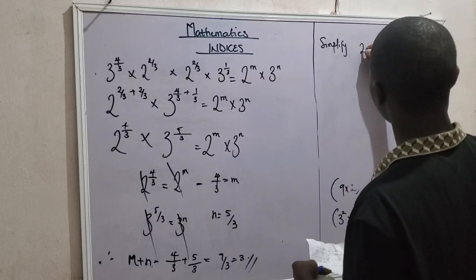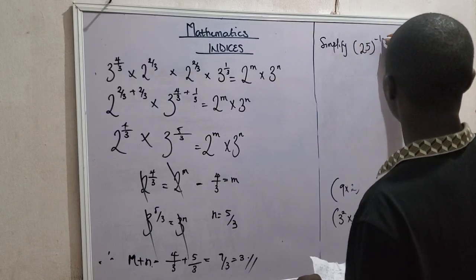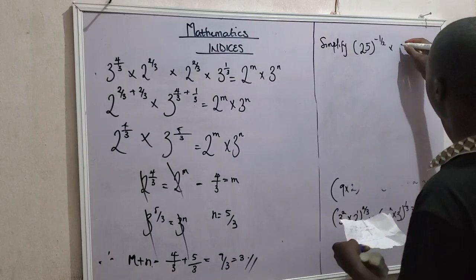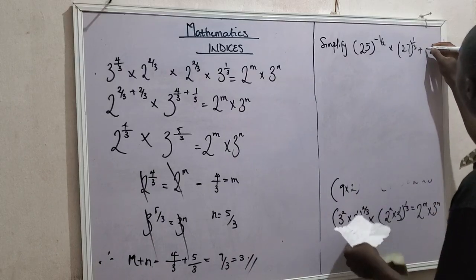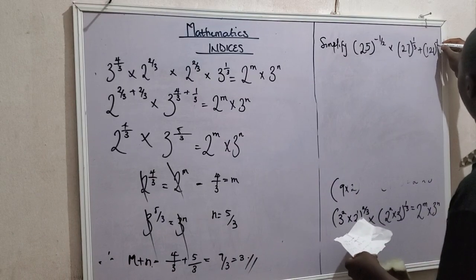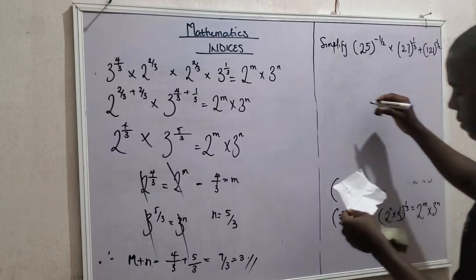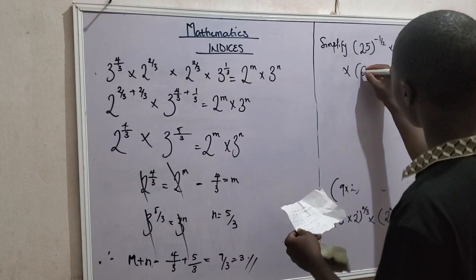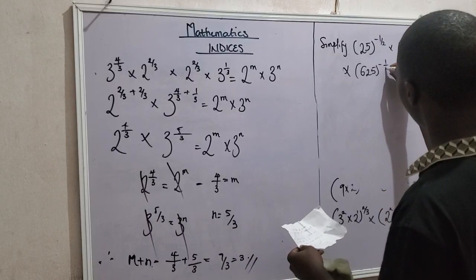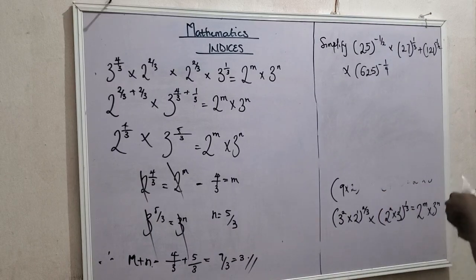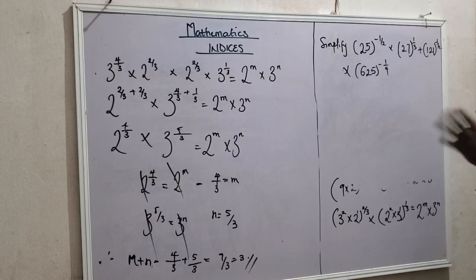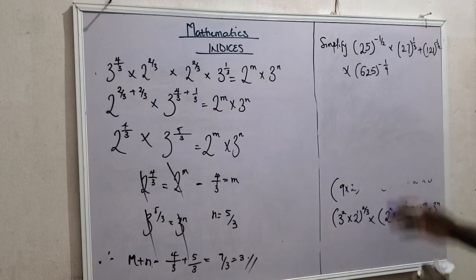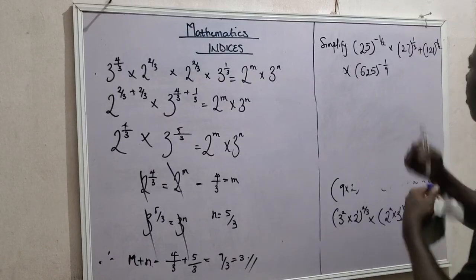Simplify 25 to the power of minus 1 over 2 times 27 to the power of 1 over 3, plus 121 to the power of minus 1 over 2, times 625 to the power of minus 1 over 4. So this is our question. This is as easy as just applying the basic laws of indices and then you arrive at your answer. There is not too much work here. Just apply the laws of indices, as easy as that.